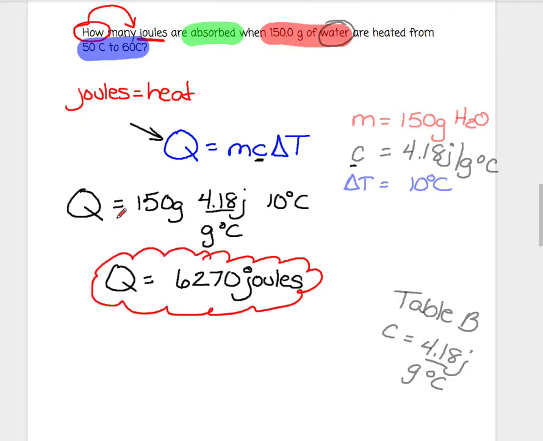When you're done doing a problem, this is what you should have on your paper. Not a piece of information up here and a piece of information down here. It should look just like this, with your formula, with the givens, what they gave you in the problem, plugging them in, solving for your answer. You don't have to write this because it's on table B. I just wrote it for you so you can remember where to find the specific heat of water. Alright, let's go to the next problem.